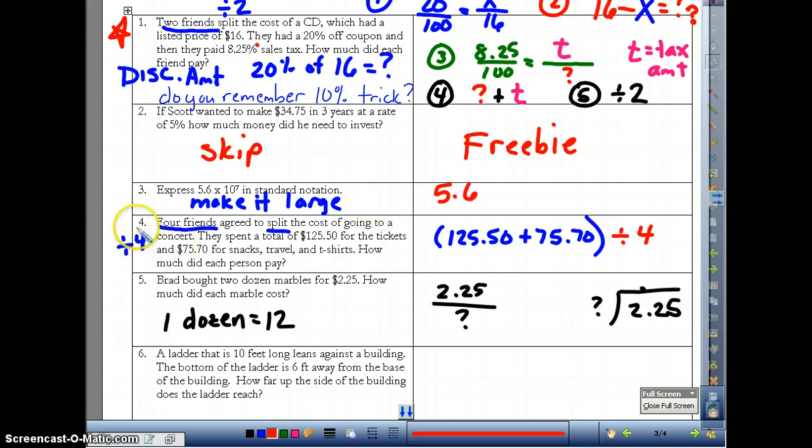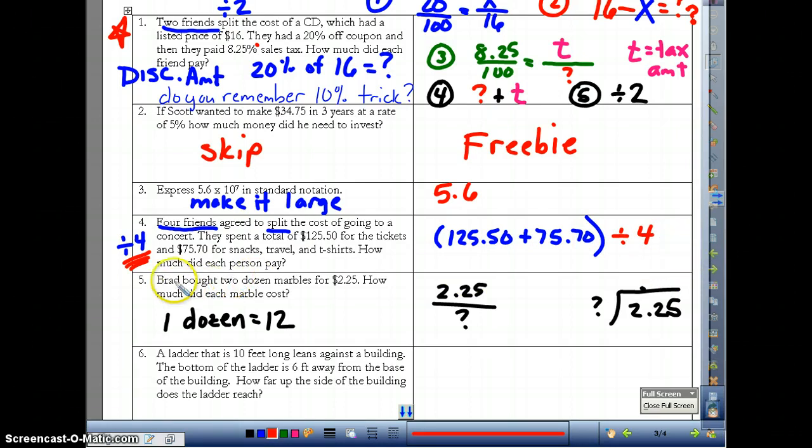Okay, number 4. 4 friends agreed to split the cost of going to a concert. That right there, I have to make myself a note because I might forget. They're splitting the cost, 4 friends are. We're dividing by 4 in the end. They spent $125.50 for tickets and $75.70 for snacks, travel, and t-shirts. How much did each person pay? Add those 2 numbers together and then do what? Yep, divide by 4.